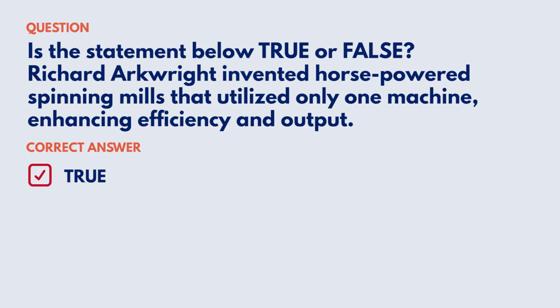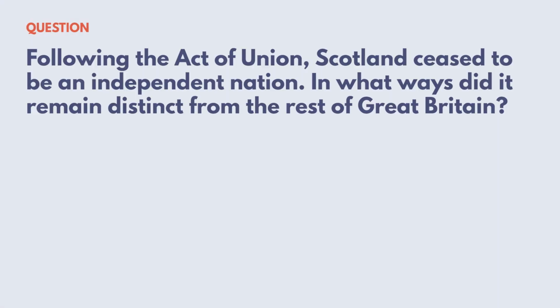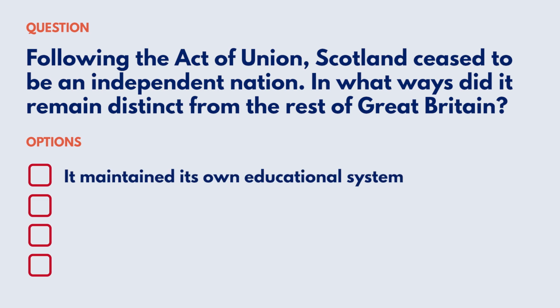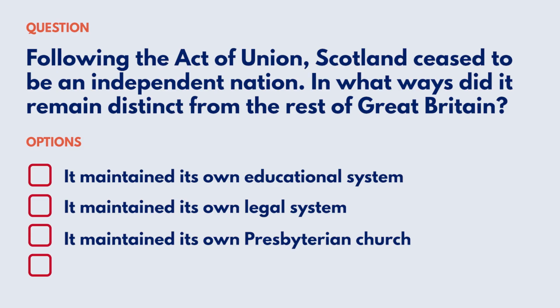Correct answer, true. Following the Act of Union, Scotland ceased to be an independent nation. In what ways did it remain distinct from the rest of Great Britain? It maintained its own educational system. It maintained its own legal system. It maintained its own Presbyterian church. All of the above. Correct answer, all of the above.